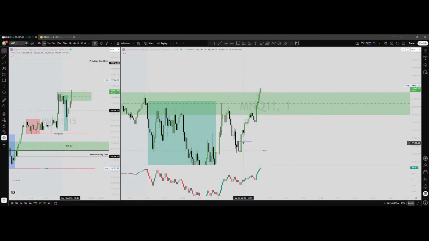Okay, buying volume is supporting today, so that should be pretty good.